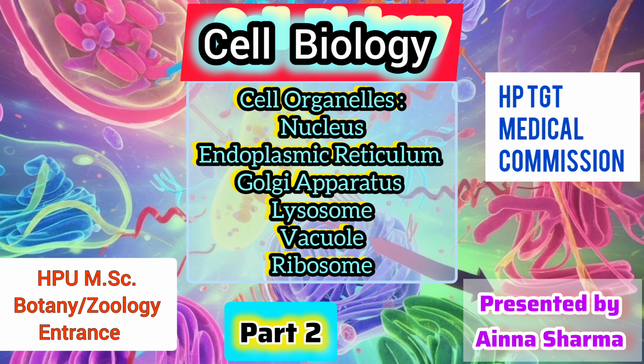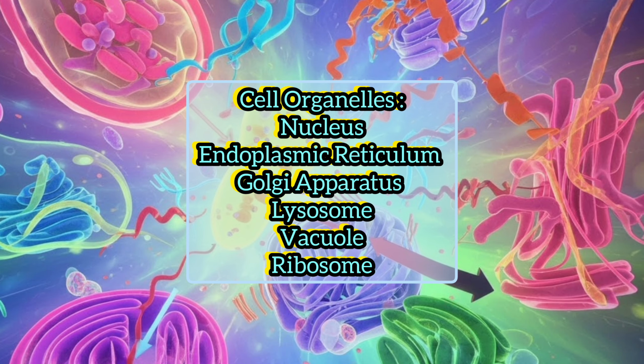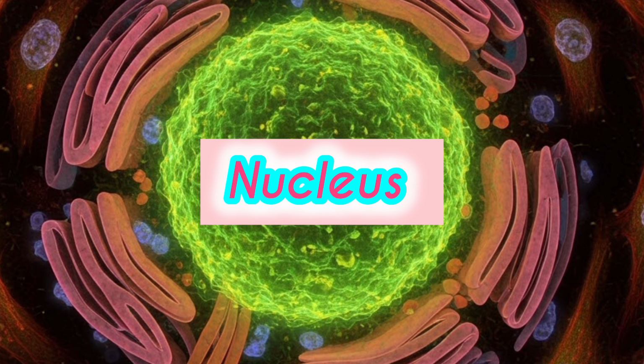In part 1, we discussed the basics of cell biology, cell wall, cell membrane, and two organelles, that is mitochondria and plastids. In today's video, we will cover the rest of the cell organelles. We are starting with the nucleus.